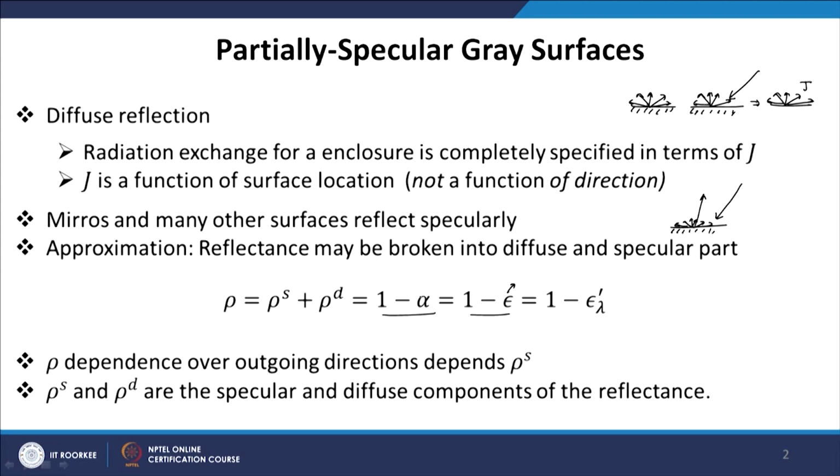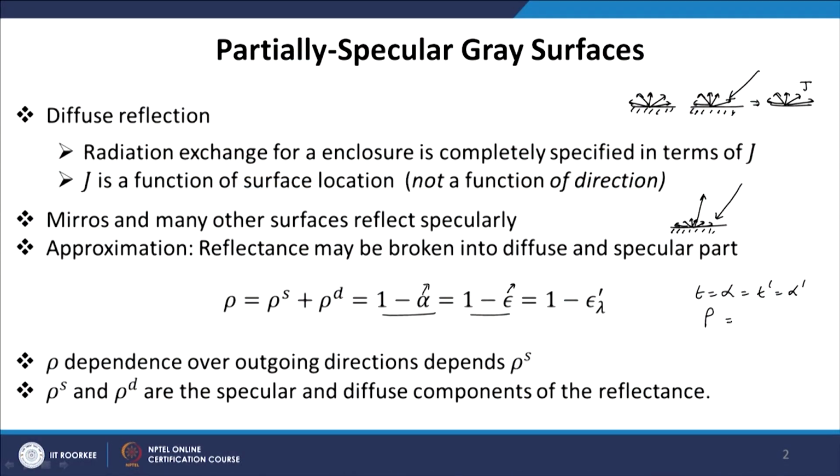So, epsilon and alpha do not depend on angle. So, epsilon is equal to alpha is equal to epsilon prime is equal to alpha prime. Emittance and absorptance do not depend on direction, they are diffuse, and by this logic the total reflectance rho is also going to be diffuse. Now, we divide the total reflectance into two components, the diffuse component and the specular component.